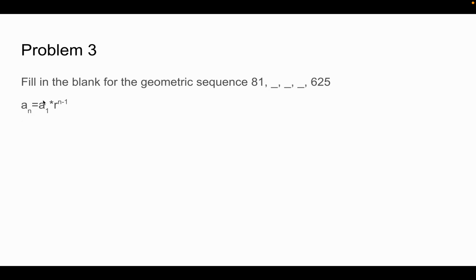And instead of having a1, we can just do 81. And for r, we don't know that, but n is going to be equal to 5.